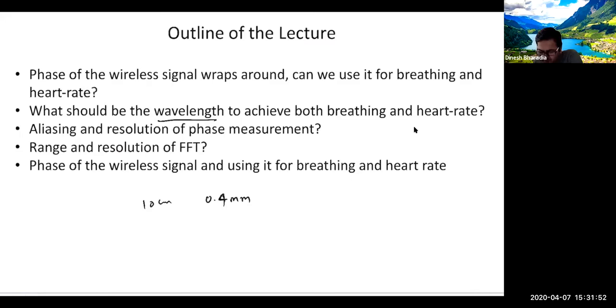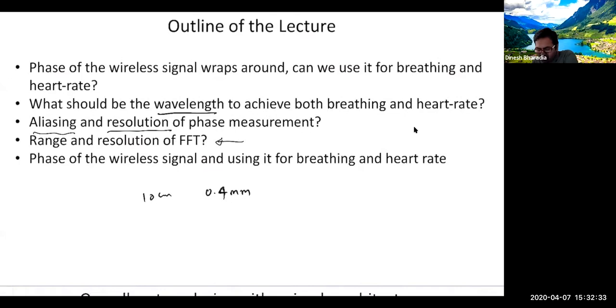Similarly, we'll also go over the aliasing part and the resolution component. And we'll look into how we should think of general FFTs, their range and resolution. This is a concept that I found most people don't get well even after taking classes on DSP, so we'll briefly cover it to refresh your concepts on that front. And then we'll use this to generalize it to multiple wavelengths.